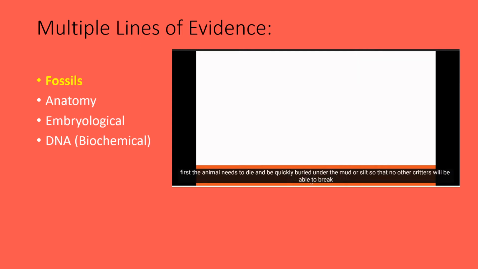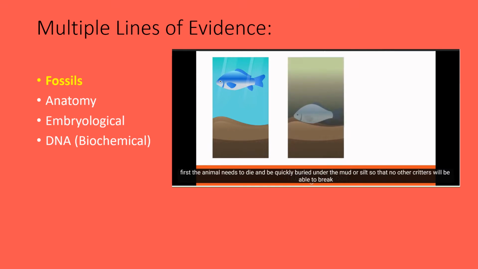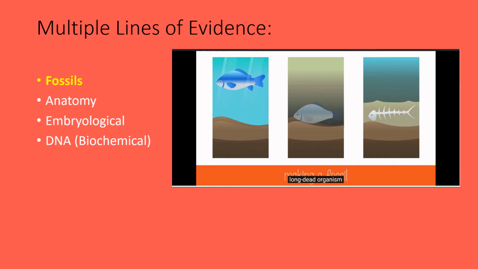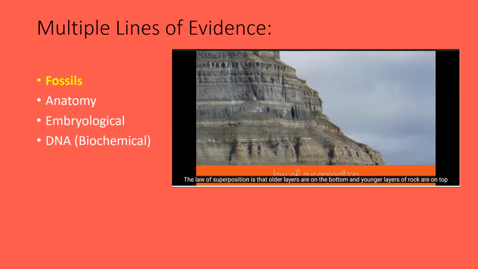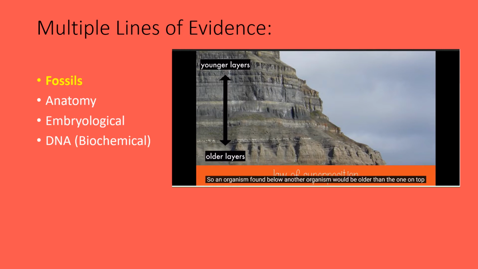To make a fossil, first the animal needs to die and be quickly buried under the mud or silt so that no other critters will be able to break down the dead animal. Over time, the minerals in the mud and silt will replace the tissue of the animal and will later reveal a mold or cast of the long dead organism. The law of superposition is that older layers are on the bottom and younger layers of rock are on top. This allows us to relatively figure out the age of different organisms or fossils that we find in layers of rock. So an organism found below another organism would be older than the one on top. So letter Z is older than letter X in this case.